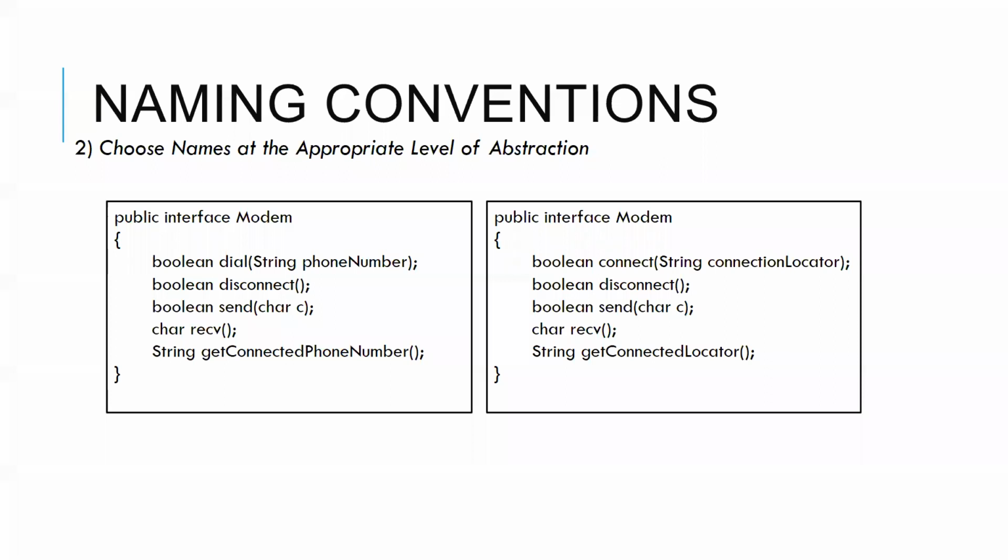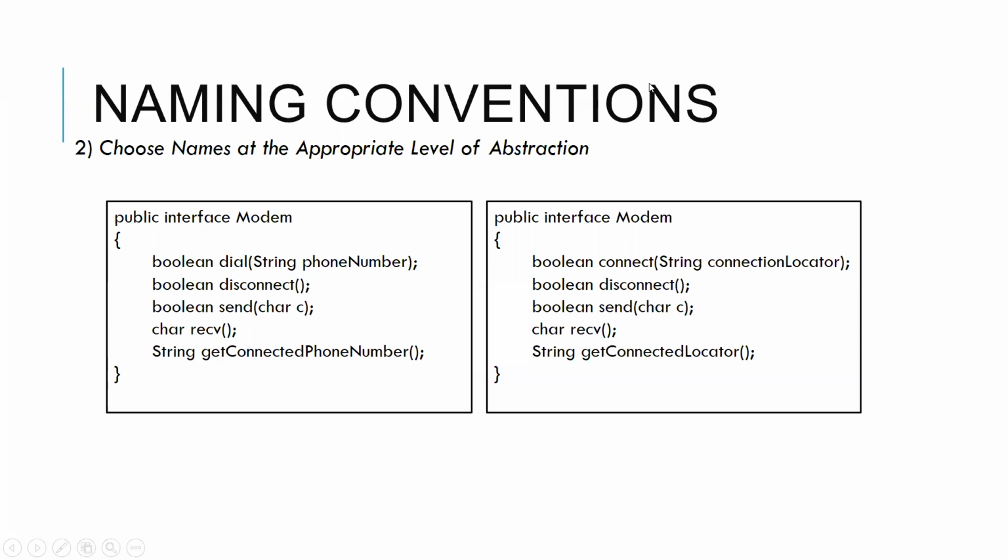On the other hand, if you look at the interface on the right hand side, it does not assume every modem connects through a phone number. It assumes that there is a connection locator which will help to establish the connection, and another function called getConnectedLocator which returns that connected locator when the function is called. So it is very essential that all interfaces or functions are defined at the right level of abstraction.